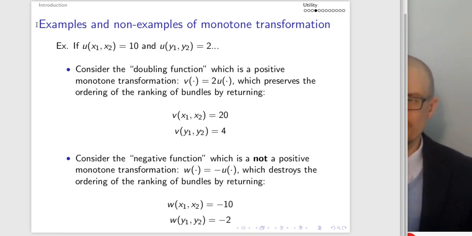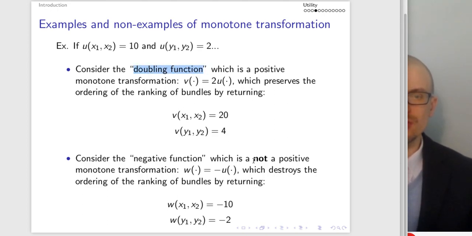For instance, here are some examples and non-examples of monotone transformations. If my utility from bundle x is 10 and my utility from bundle y is 2, let's think about the doubling function. I'm going to construct this new function, v of dot, where the dot just means argument. So this is a lazy way of saying v of x1, x2 is equal to 2 times u of x1, x2. If I double my utility, this becomes 2 times 10 is 20, and 2 times 2 is 4. This tells me utility function v preserves the same underlying relationship. Yes, the doubling function is a positive monotone transformation.